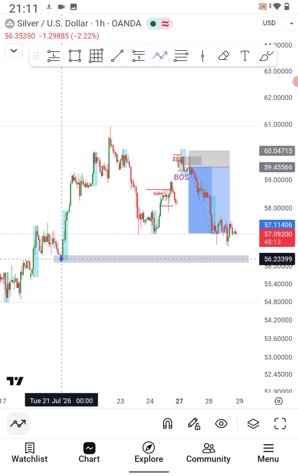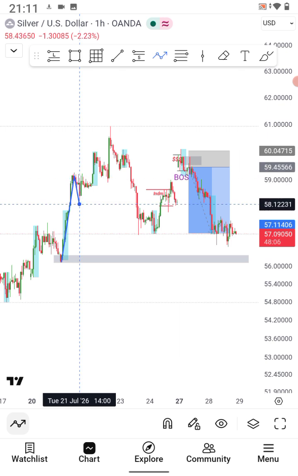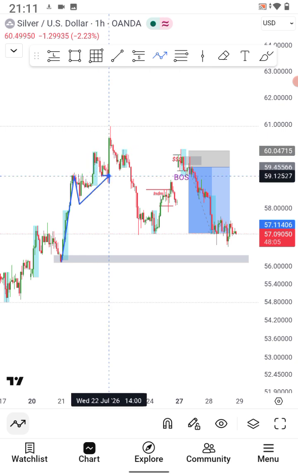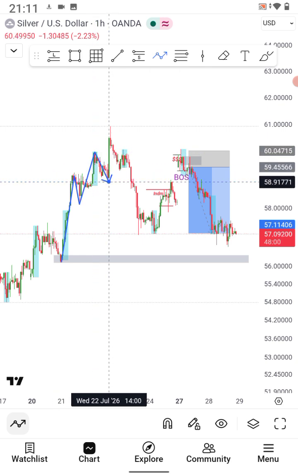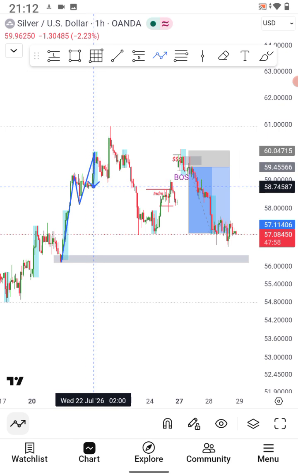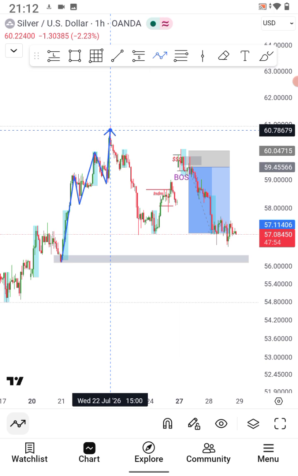Now look at the market structure. Market gave an impulsive move here, creating a high, a low, a higher high, a higher high, a low that tapped into this other block of fair value gap here, and pushed up. Are you seeing it now?